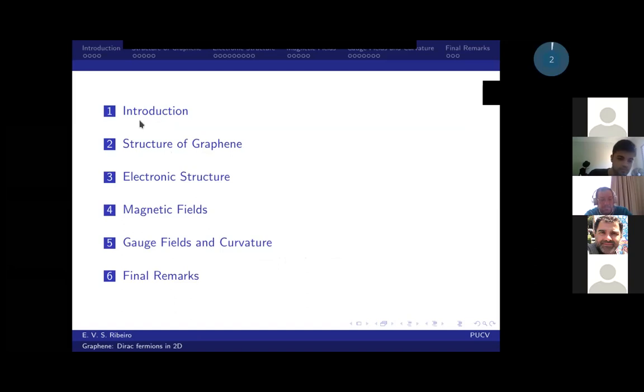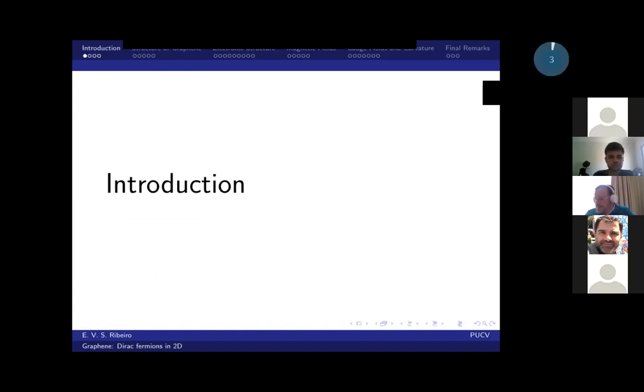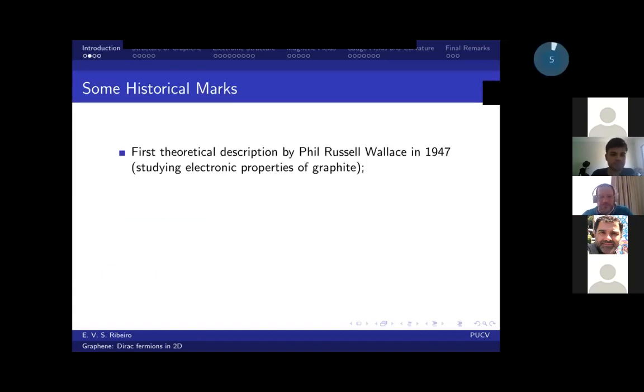So my main plan, a little outline of what I will talk about: a little historical and technical introduction, then discuss the structure of graphene and its electronic structure, the effect of magnetic fields in graphene, and the general relation between gauge fields and curvature in graphene, and in the end, make some remarks. So, okay, let us begin.